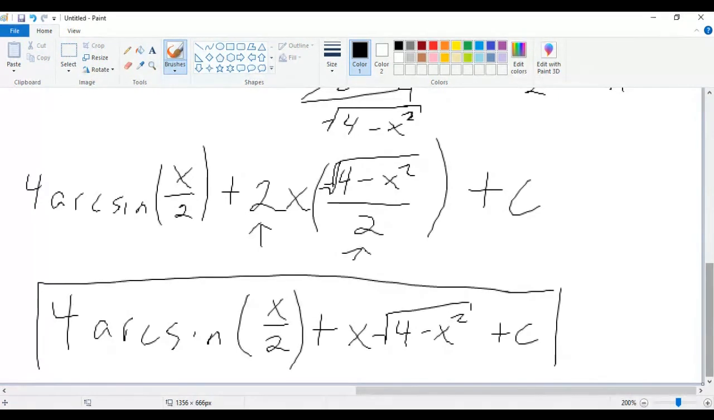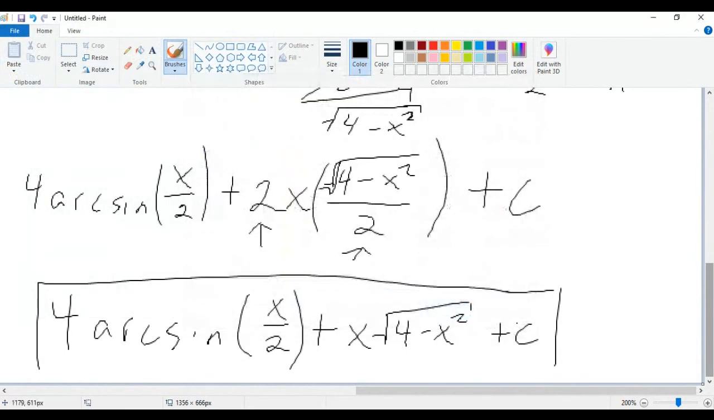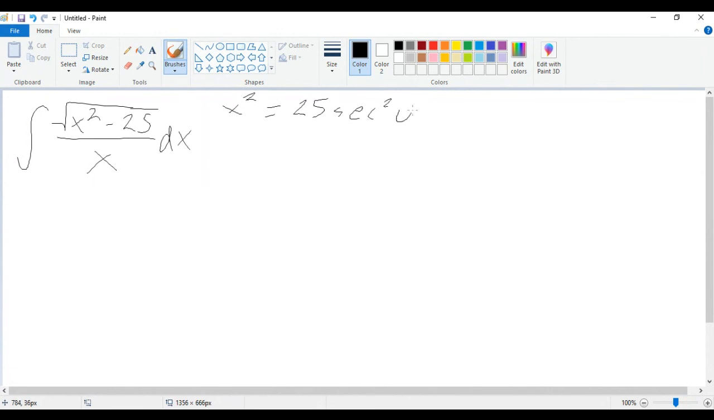All right, I think we'll give you one practice problem. Go ahead and try out the integral of the square root of x squared minus 25 divided by x. And I'll even give you that x squared should be equal to 25 secant squared theta.